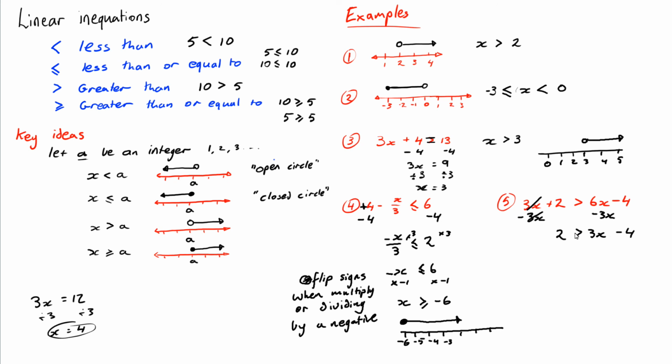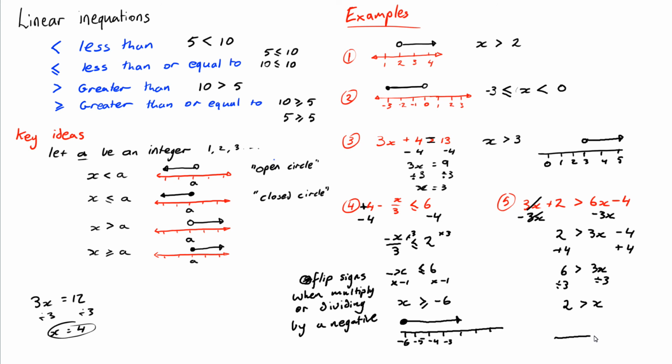Okay, I've got 2 greater than 3x take 4. I'm going to add this 4 to get rid of that one. So I get 6 greater than 3x. Again, haven't multiplied or divided by a negative, so that's all fine. 3x, I'll get rid of that by dividing by 3. 6 divided by 3 is 2, so 2 is greater than x.